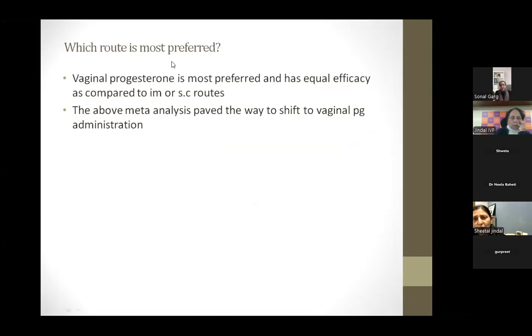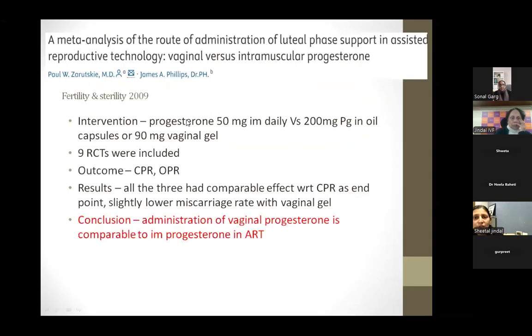Now, which route is most preferred? Vaginal progesterone is the most preferred route, and it has equal efficacy as compared to intramuscular or subcutaneous routes. I just want to describe a meta-analysis done by Paul Zarutsky in 2009. Before that, most of the progesterone used was in the form of intramuscular. They compared 3 arms: progesterone 50 milligrams intramuscularly daily versus 200 milligram progesterone in oil capsules versus 90 milligram gel.